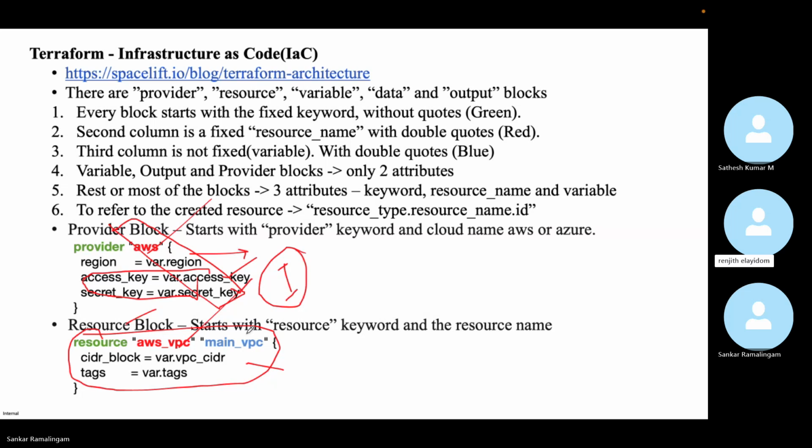Shankar, here we are actually defining this access key from the variable block, right? No, here we are actually calling it like this. It is not the right way to do it. I mean, I just gave an example.